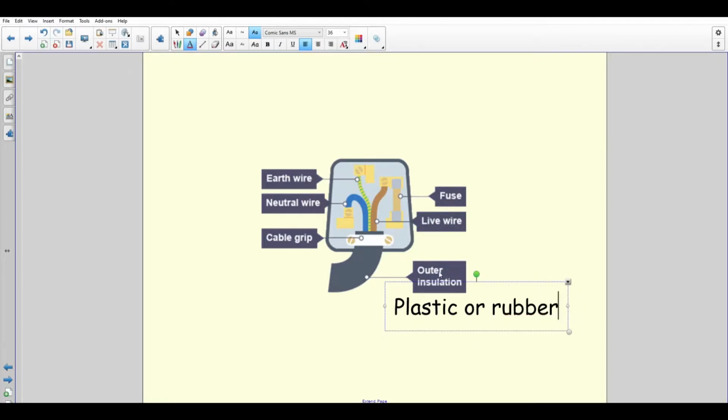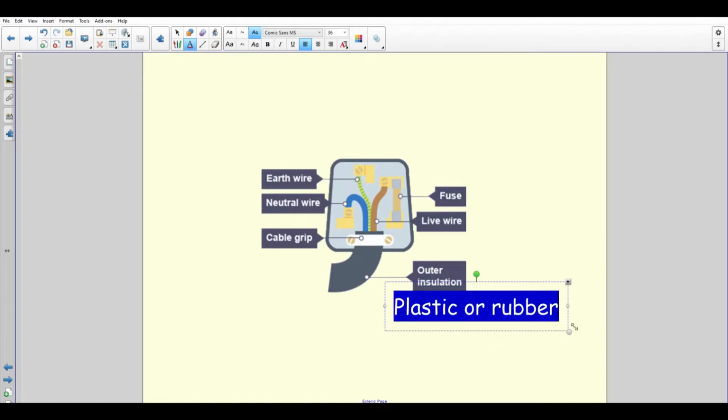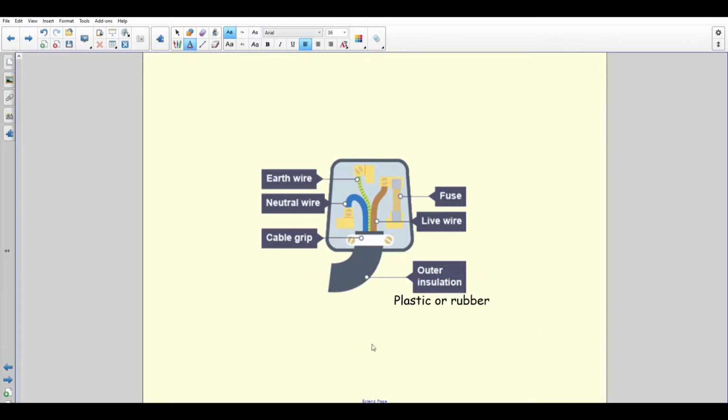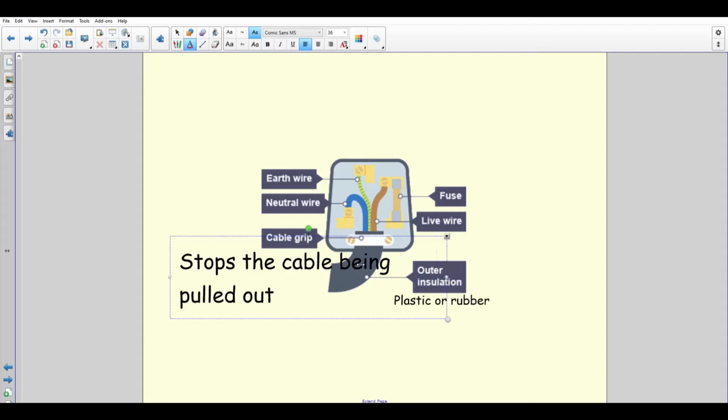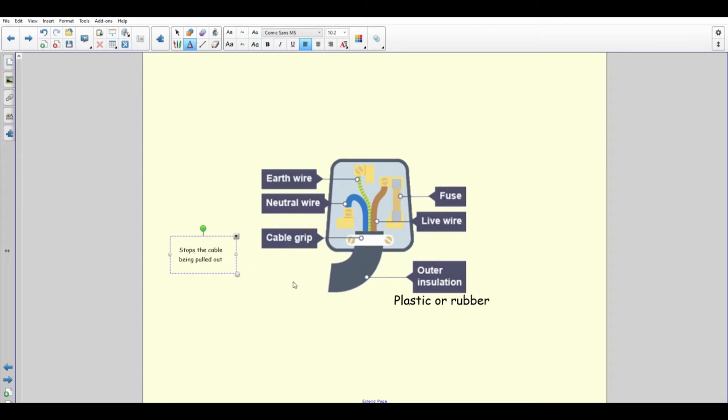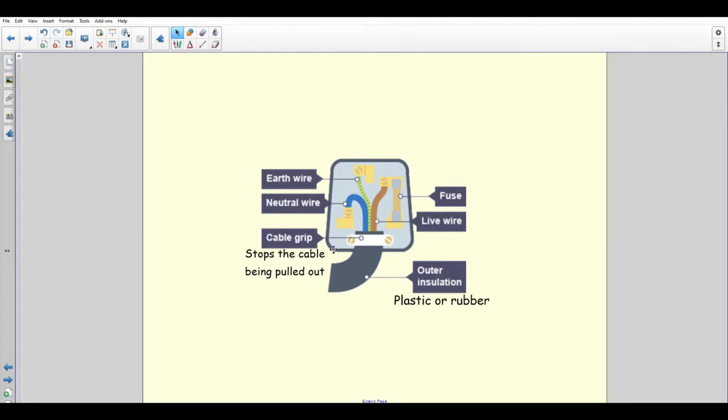Okay, I'm just going to write a couple of important things. I'm not going to write absolutely everything on here. So it's plastic or rubber and it insulates the wire, stops it from electrocuting you. The cable grip stops the cable from being pulled out. So if you're using this and you accidentally kick the wire, it's going to stop the cable being pulled out and allow it to be safe to use. Okay, so it's going to stop you kicking the cable out and stop you pulling the wires out and exposing the live wire.